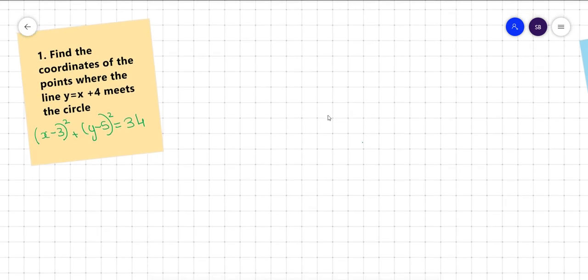Find the coordinates of the points where the line y equals x plus 4 meets the circle (x minus 3) whole squared plus (y minus 5) whole squared is equal to 34. So there is a straight line which is y is equal to x plus 4. This line meets the circle. Now I need to find the points of intersection. First thing, I am going to substitute. Let me name this as equation 1 and this as equation 2.